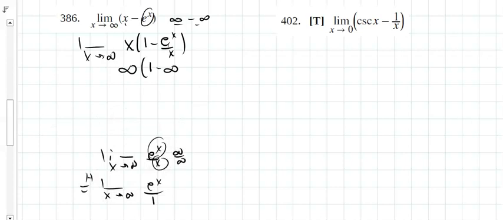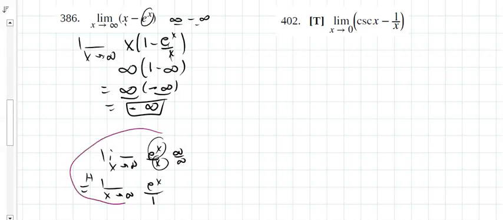Now, isn't 1 minus infinity negative infinity? A very large number multiplied by a very small number will be negative infinity. And again, you need to show this work for this piece.